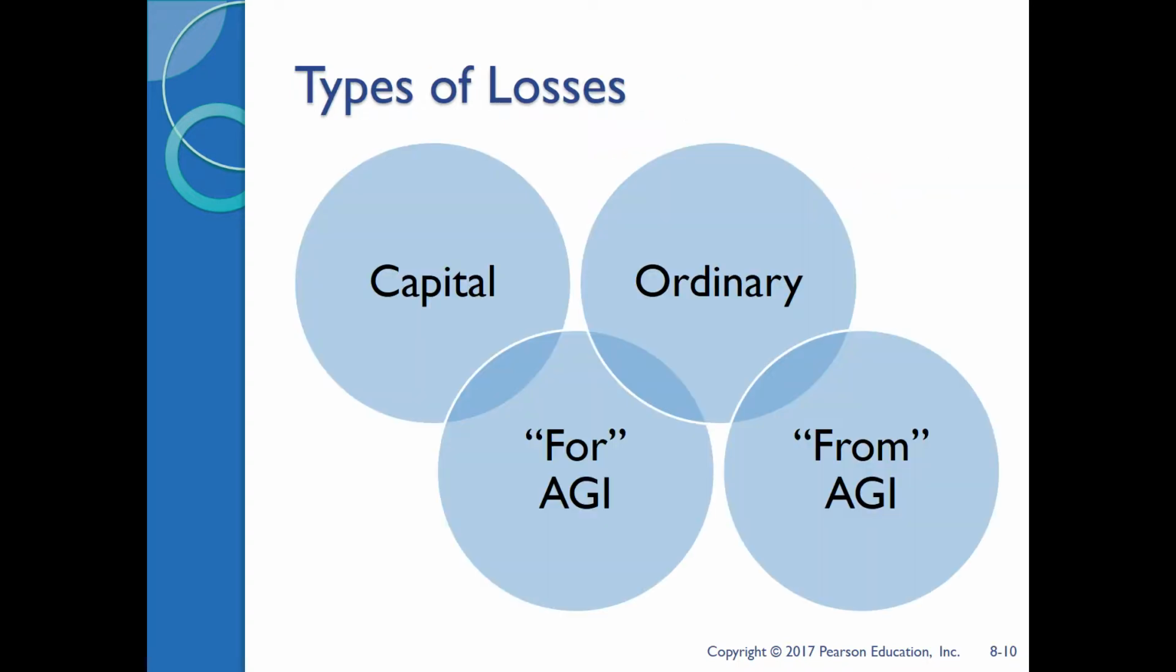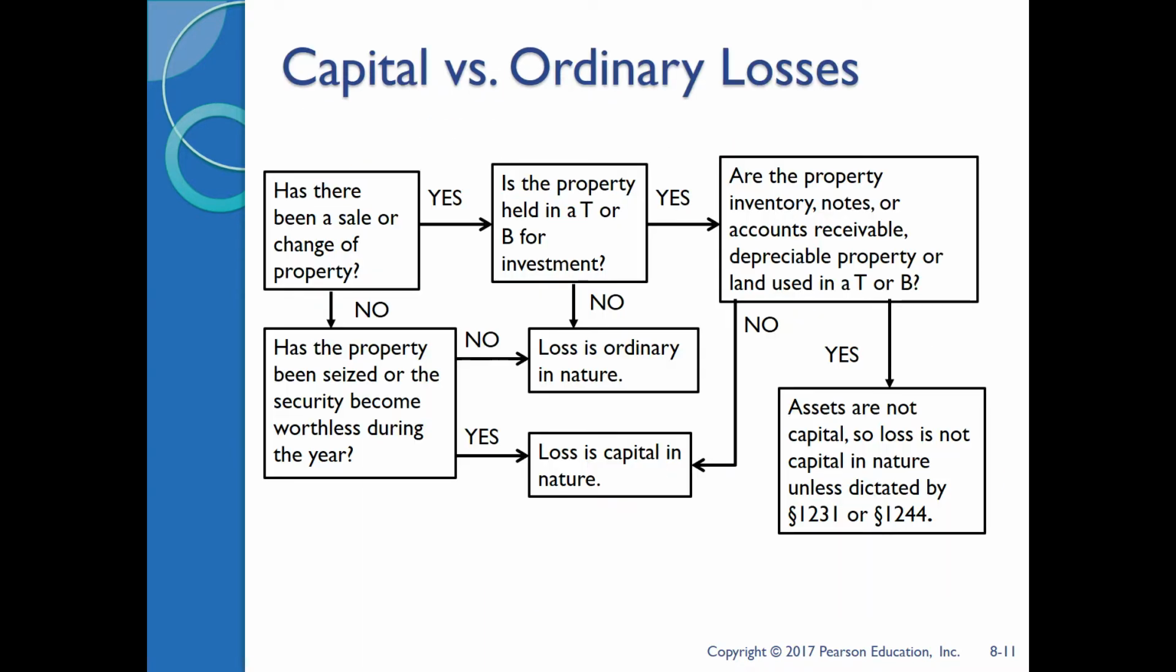Types of losses: we have capital losses, losses for adjusted gross income, ordinary losses, and losses from adjusted gross income. Notice losses for adjusted gross income can be both capital and ordinary, but losses from adjusted gross income are only ordinary losses. Here is a flow chart from the chapter that helps us determine whether a loss is capital or ordinary. I'll let you go ahead and look at this. You can pause it or look this chart up in your book if you want to go through it.